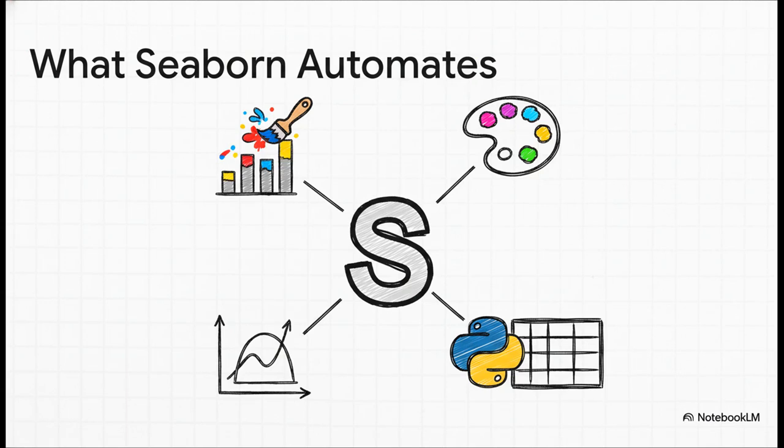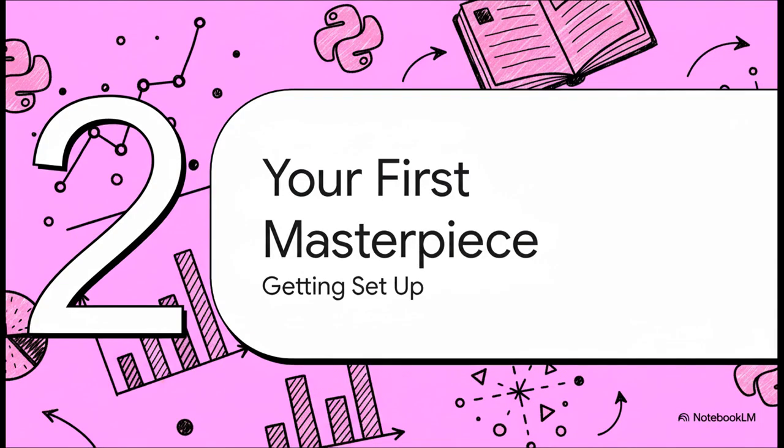So what's the big deal? What does Seaborn actually handle for you automatically? Well, it takes care of all the tedious stuff, the things that can be a real pain. Stuff like choosing sophisticated color palettes so your charts don't look like they're from 1995. It handles statistical summaries. We're talking means, confidence intervals, all calculated for you. And crucially, it's built to work seamlessly with Pandas DataFrames, which, as you know, is the absolute workhorse of data analysis in Python.